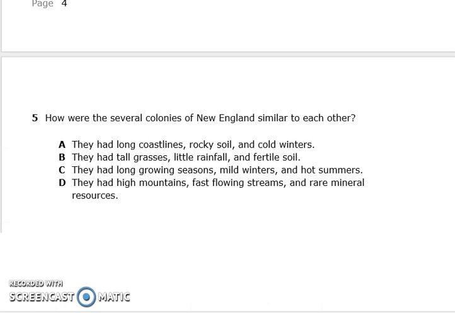Number 5. How were the several colonies of New England similar to each other? A. They had long coastlines, rocky soil, and cold winters. B. They had tall grasses, little rainfall, and fertile soil. C. They had a long growing season, mild winters, and hot summers. D. They had high mountains, fast-flowing streams, and rare mineral resources.